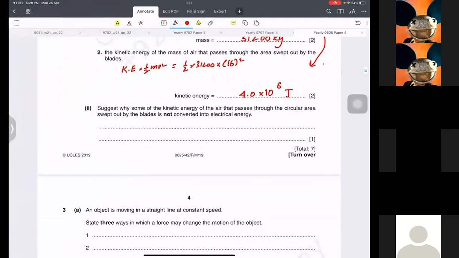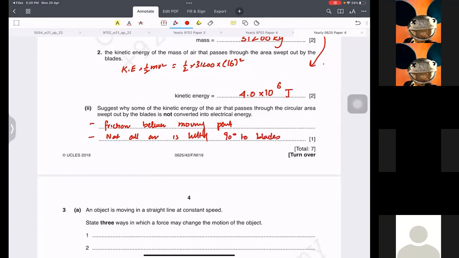Please. Suggest why some of the kinetic energy of the air that passes through the circular area is not converting to electrical energy. That is because there could be friction between moving parts. So some work is done there as well. You could say that not all air is hitting the blades at 90 degrees. That could also affect that.